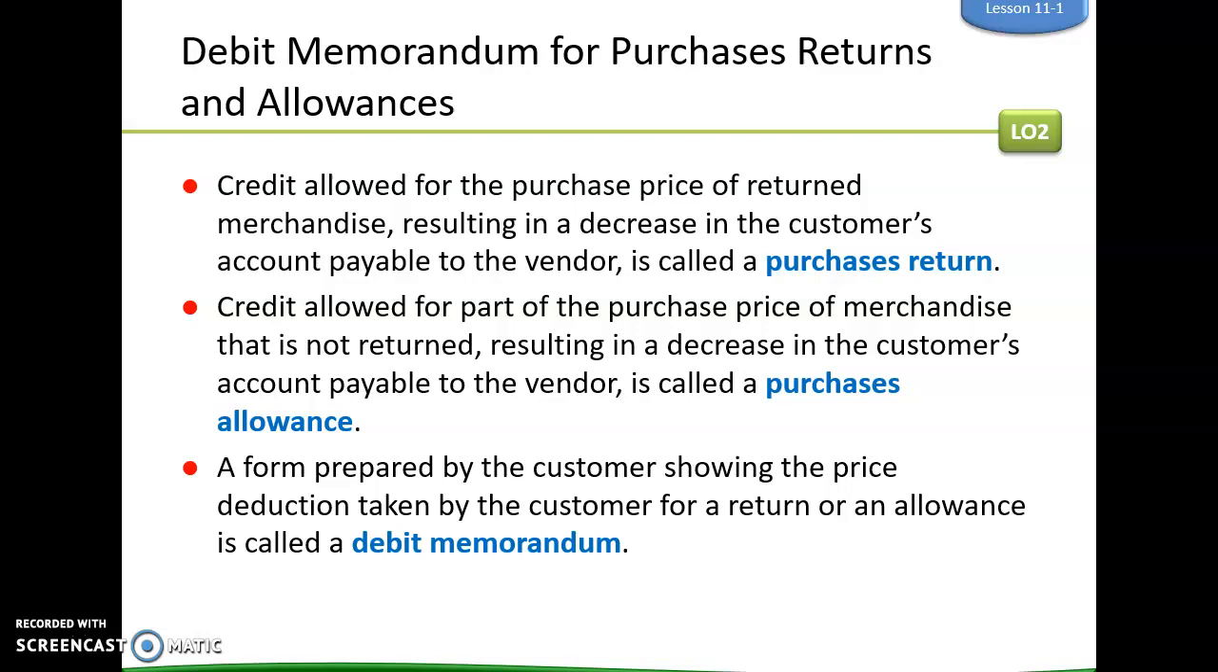So you're thinking, why would we do a debit to the vendor's account? Because we are actually decreasing the amount owed, right? The customer may use a debit memorandum as a source document for journalizing a purchases return or allowance, or the customer may ask for a written confirmation from the vendor and use the confirmation as a source document. So I know it's a lot of terms here, but I want you to understand the first one is returning the whole thing. The second one is the customer keeping the merchandise for a reduced price, and the debit memorandum is the form showing the price reduction for a return or allowance.